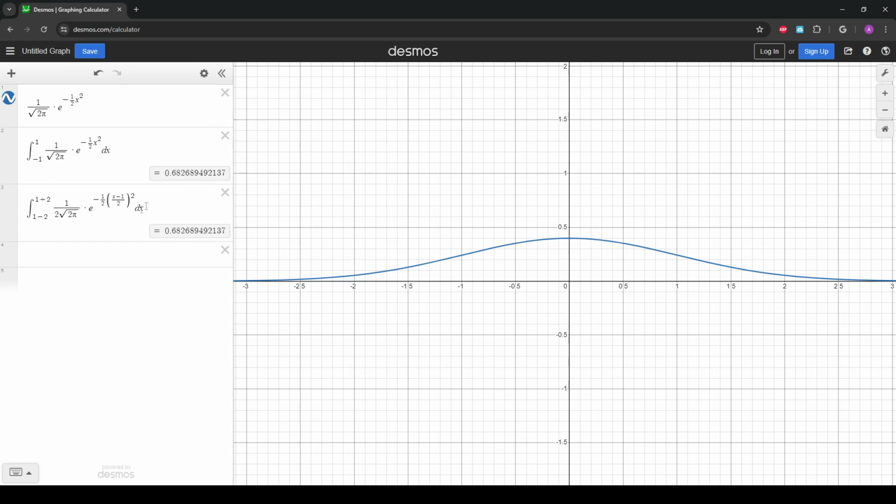Now here I have another probability density function. This one has a standard deviation of 2.